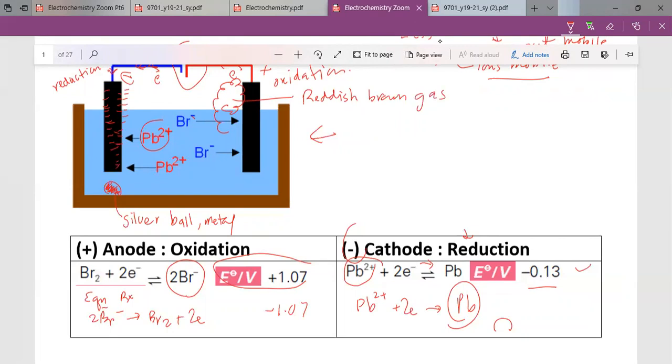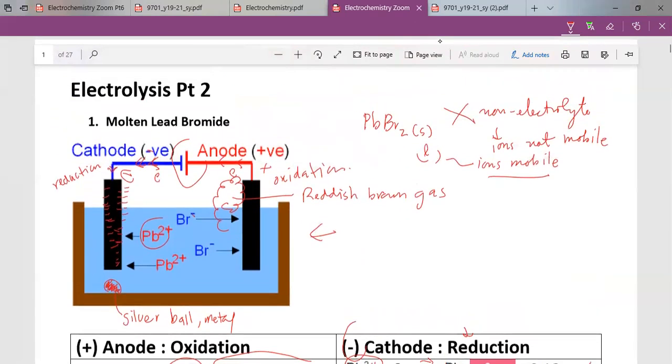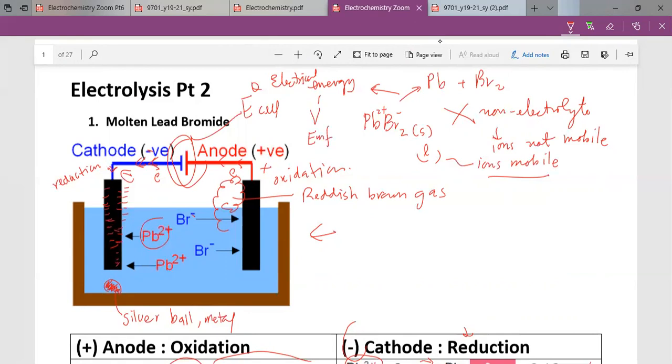If they should ask you, what is the lowest EMF this cell must have? What is the EMF of this cell for it to happen? Because to change these ions into elements, you need energy. The energy required here is electrical energy, and electrical energy is measured in voltage, volts. That's why the EMF. So what's the lowest EMF you would require?